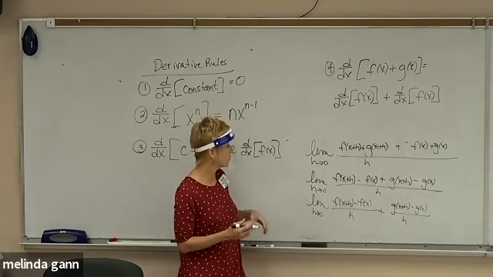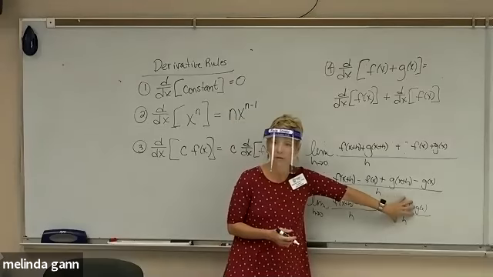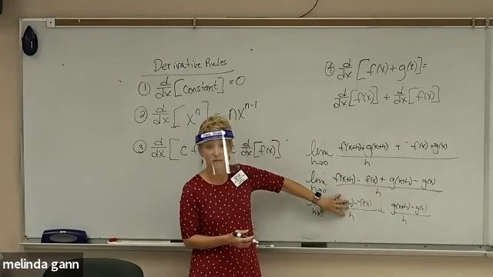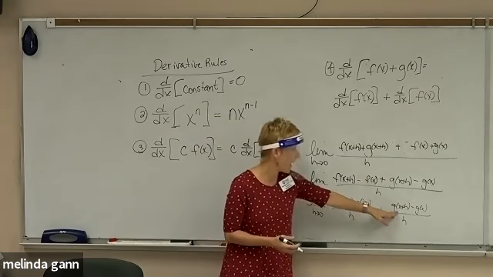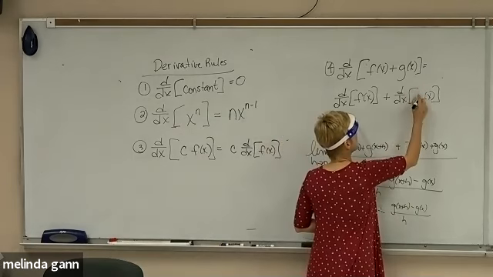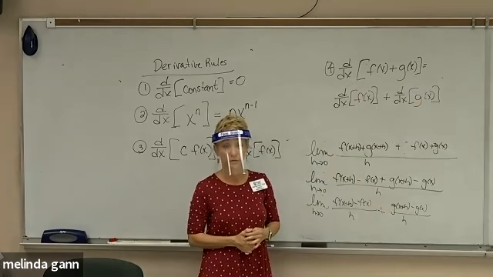But don't you have a limit rule that says the limit of the sum is the limit of this one plus the limit of that one? So the limit of this is just the derivative of f of x, plus the limit of that one's just the derivative of what? G of x. So that's a proof of why that theorem works.